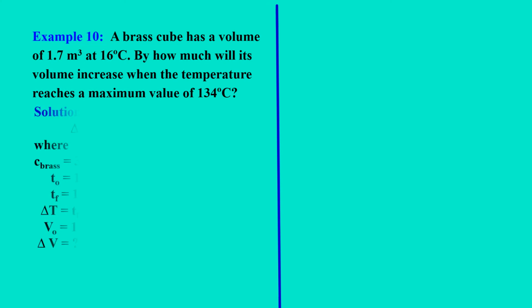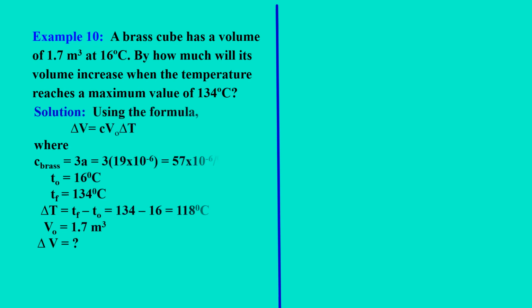Solution. Using the formula delta V equals C times V O times delta T, where the coefficient of volume expansion of brass is 3 times the coefficient of linear expansion of brass. 3 times 19 times 10 to the minus 6 is 57 times 10 to the minus 6 per degree Celsius. The original temperature is 16 degrees Celsius. Final temperature is 134 degrees Celsius. So delta T is 134 minus 16 equals 118 degrees Celsius.